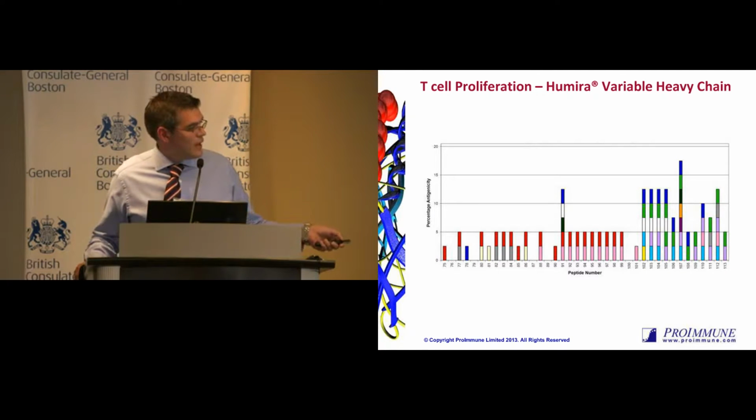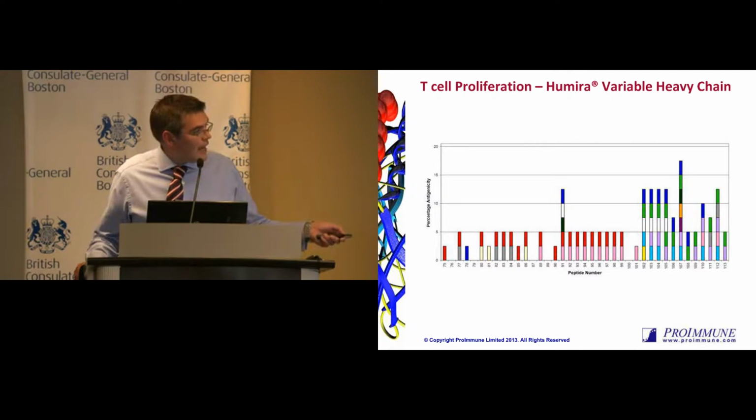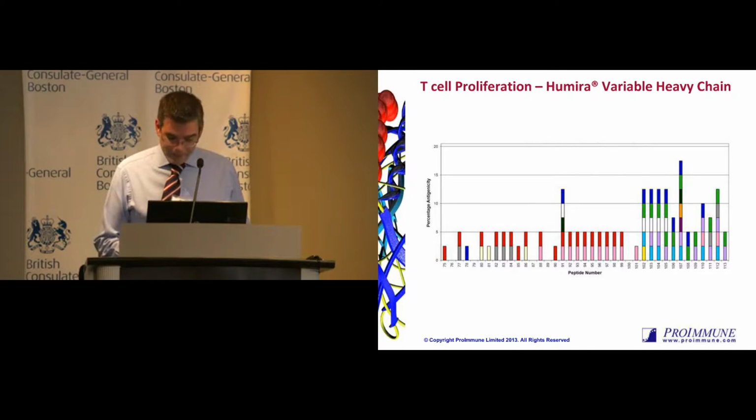You can see that this red donor is quite a hyper-responsive donor. And then you can see that there are some peptides, such as peptide 107 here, where 7 donors out of the 40 have responded significantly to that one particular peptide.